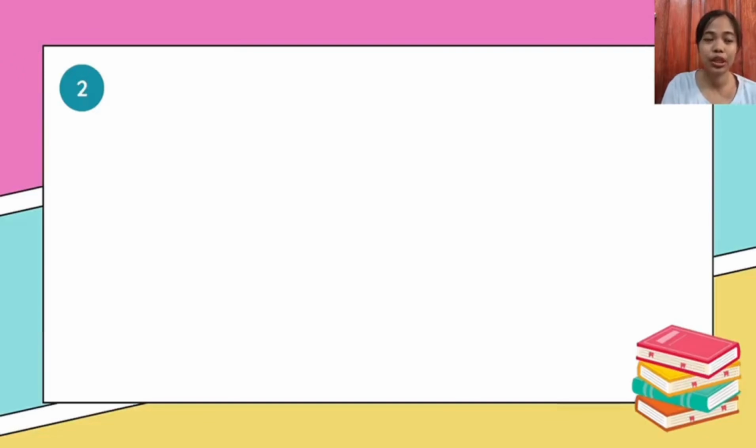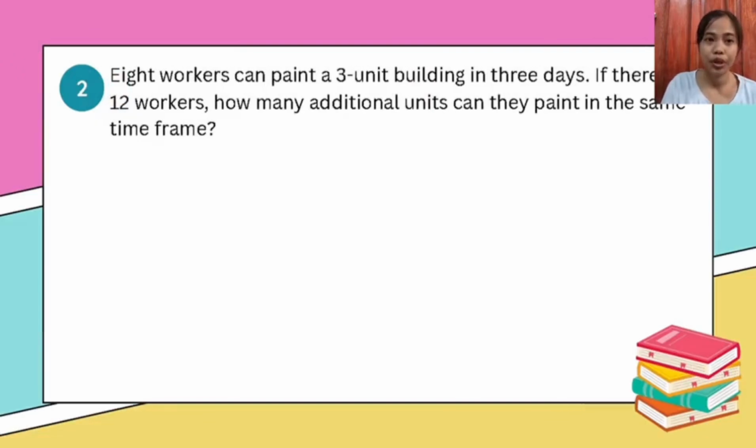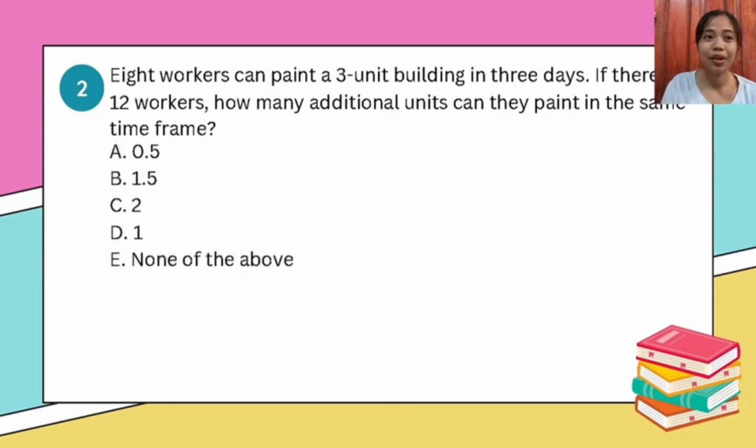Number 2 question is, 8 workers can paint a 3-unit building in 3 days. If there are 12 workers, how many additional units can they paint in the same time frame? Here are the choices. A. 0.5, B. 1.5, C. 2, D. 1, and E. None of the above. The answer is the letter B, 1.5.